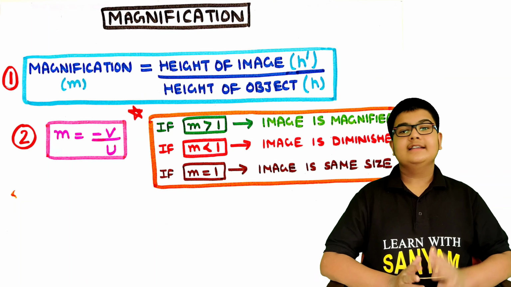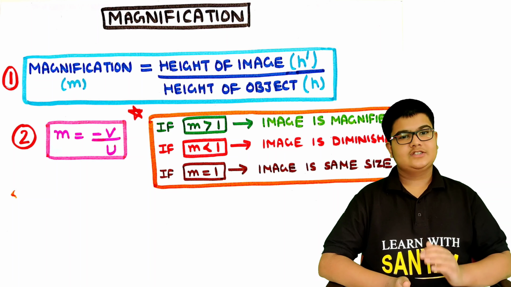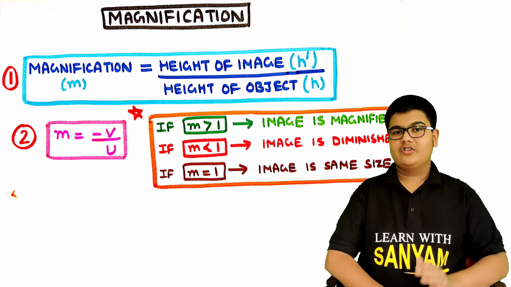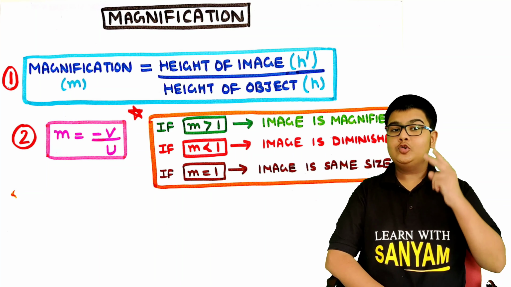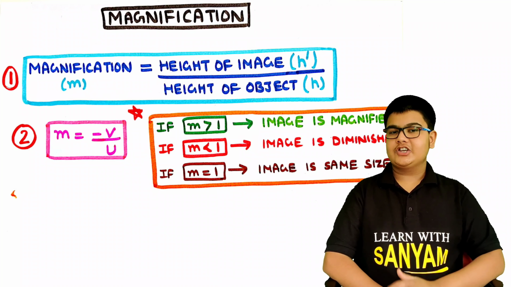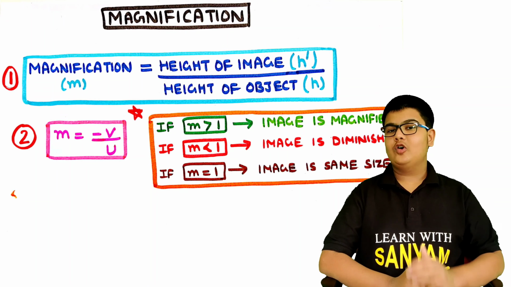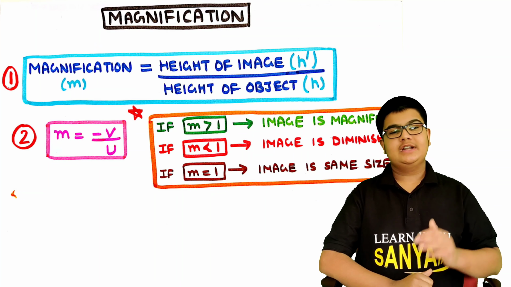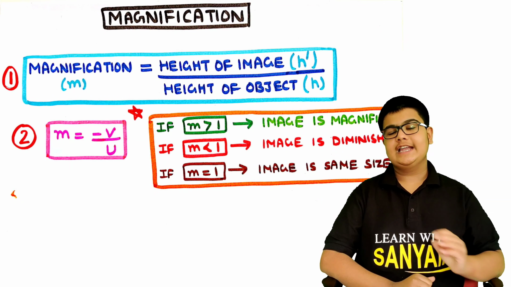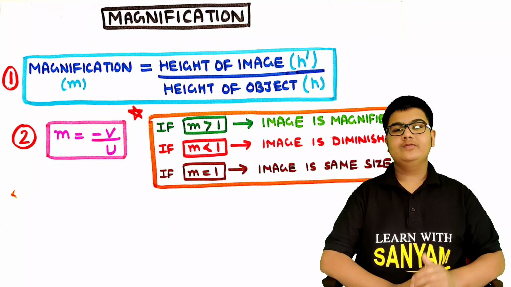So how to find the magnification of the image? For this we have a formula called the magnification formula. Let's study this. To calculate the magnification, we have two formulas. The first formula says that magnification is equal to the height of image divided by the height of object. So magnification m is equal to h dash upon h, in which h dash represents the height of image and h represents the height of object.